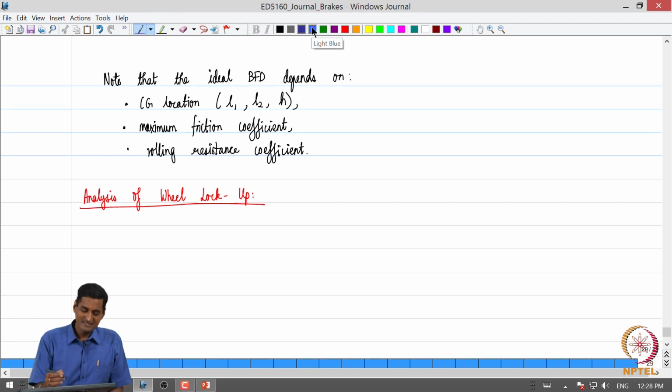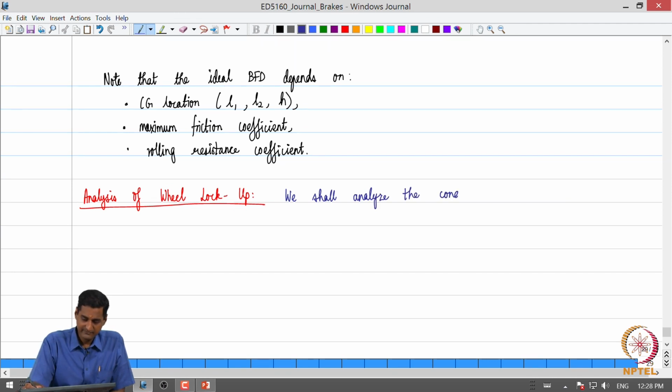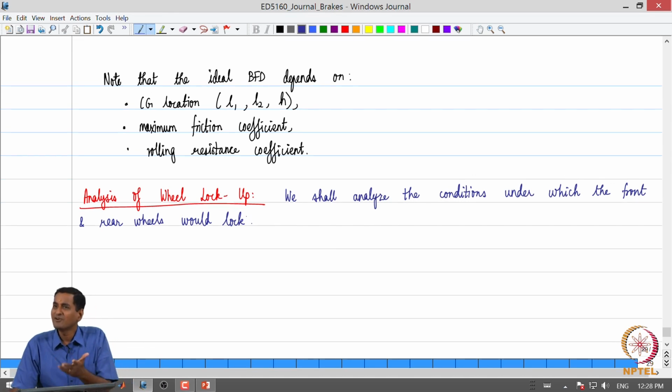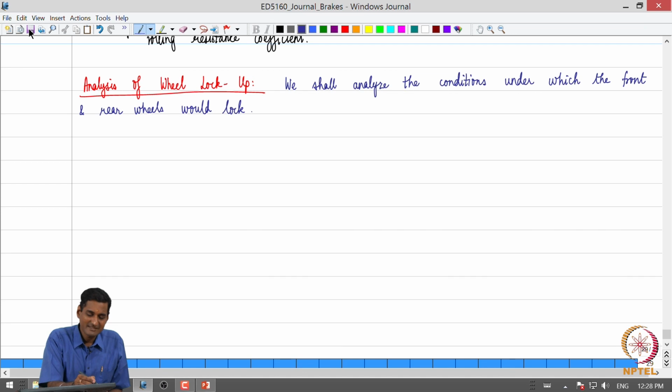So, what is this analysis going to deal with? We shall analyze the conditions under which the front wheels and rear wheels will lock. The motivation behind this analysis is that the sequence of wheel lock matters. That is what we want to look at.